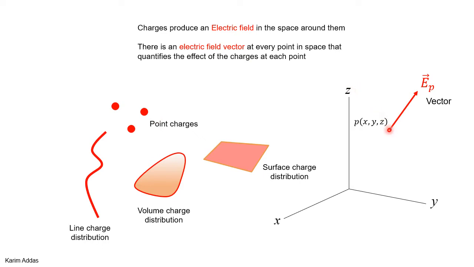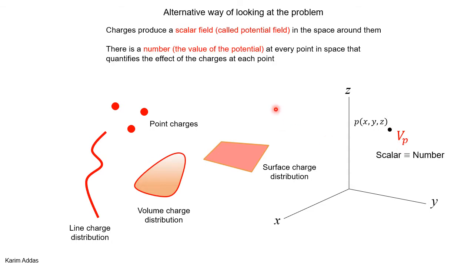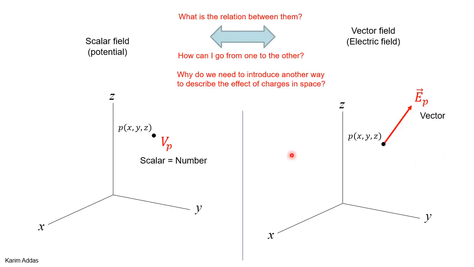So at every point in space, we could define an electric field vector at that point in space. So it's a field, it exists at every single point in space. Now in this chapter, we want to introduce another way to describe the effect of these charges, but it's now in terms of a scalar field, meaning that at every point in space, you define a number. So there's no vector at every point, just a number. And the number is called the potential. The potential at every point, it's a number.